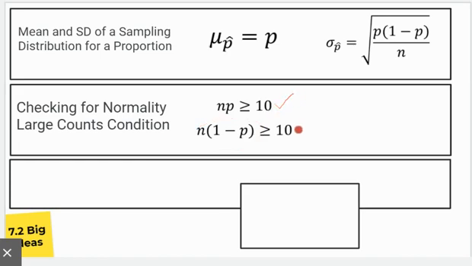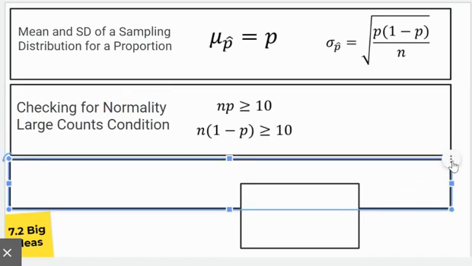If both of these give us a value that is greater than 10, in other words, 10 successes or more, or 10 failures or more, then what that tells us is our sample size is large enough and it makes sure that our sampling distribution will end up being normal.